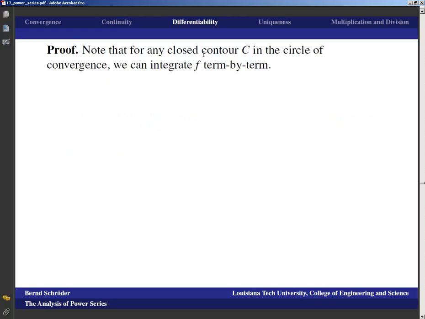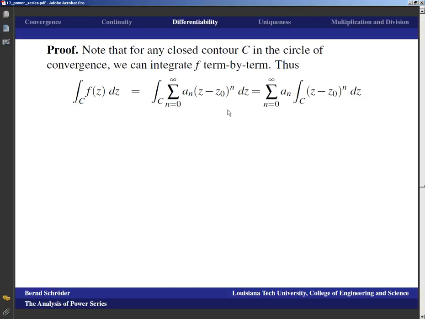Well, we know that for any closed contour c in the circle of convergence, we can integrate f term by term. So let's go ahead and do that. This is f times 1 essentially. The integral over c of f dz is equal to the integral of the power series dz, and that means we can pull out the infinite sum, we can pull out the a_n's, and we are left with (z - z0)^n dz. But realize these are analytic functions, and the integral of analytic functions over closed contours is 0.